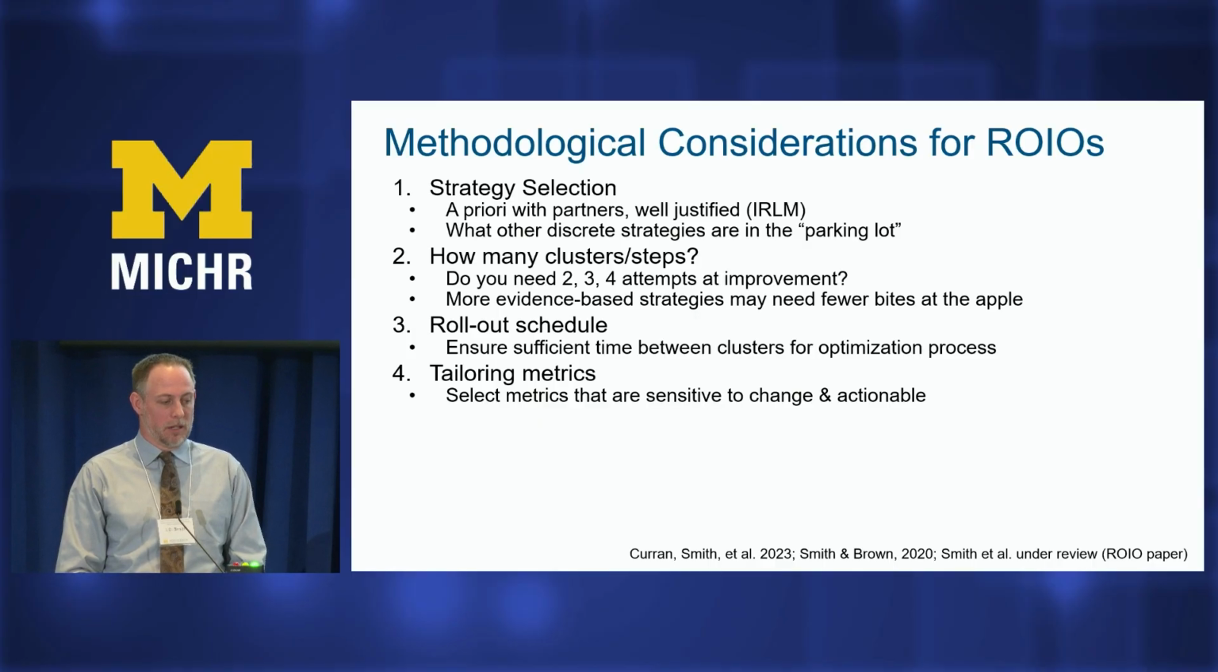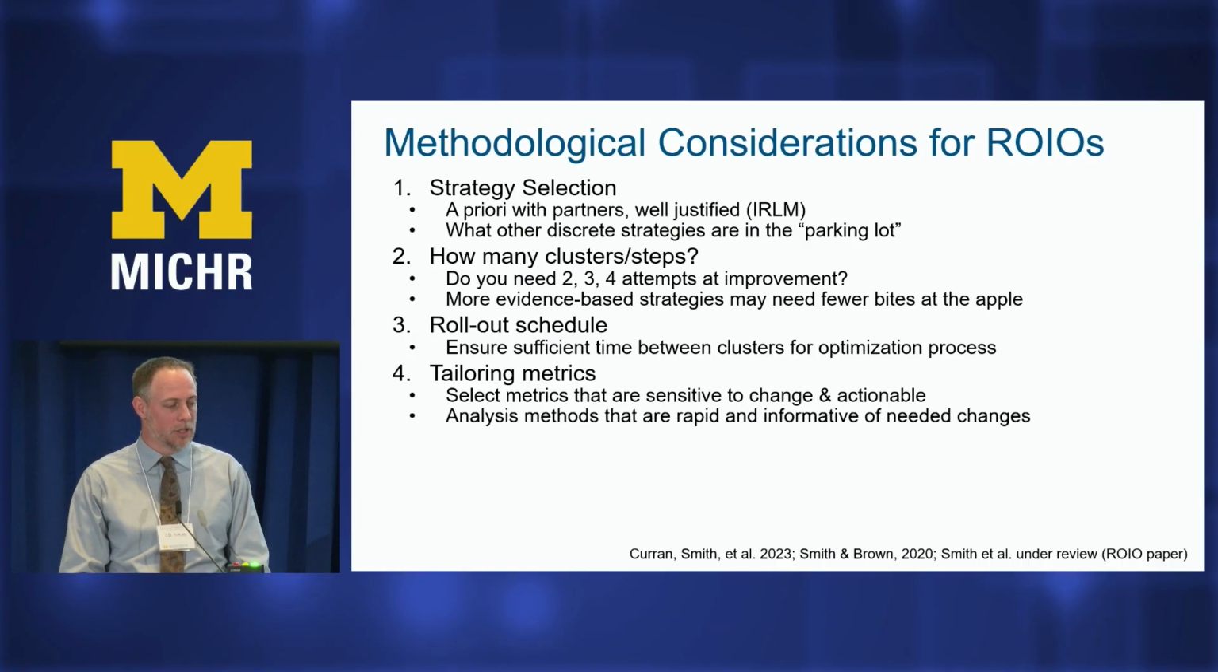What are your tailoring metrics going to be? You want to actually select metrics that, of course, are sensitive to change early on, and they're actionable. Like, you don't want to be basing decisions on data that really don't point you towards what kind of strategy change is needed. And you need to have analysis methods that are rapid and informative of needed changes. I only mentioned sort of the primary overall analysis methods. For the actual analysis methods that we're using in that optimization period, we're doing things like short control charts, statistical control charts, of course, a lot of qualitative stuff.